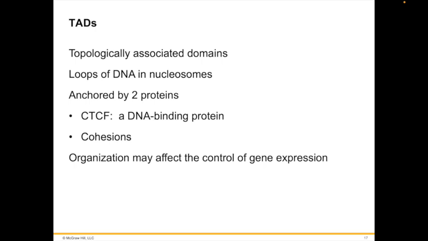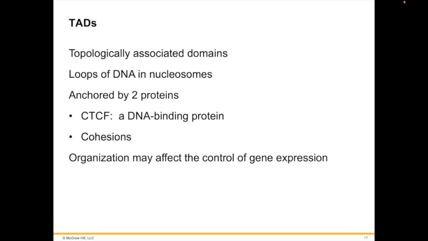These topologically associated domains involve loops of DNA in nucleosomes that are anchored at their base by 2 proteins, a DNA binding protein called CTCF and the cohesin complex of proteins. The loops may be involved in the interactions between nucleosomes, and this organization may also affect the control of gene expression by bringing relatively distant regions close together and keeping other regions compacted.